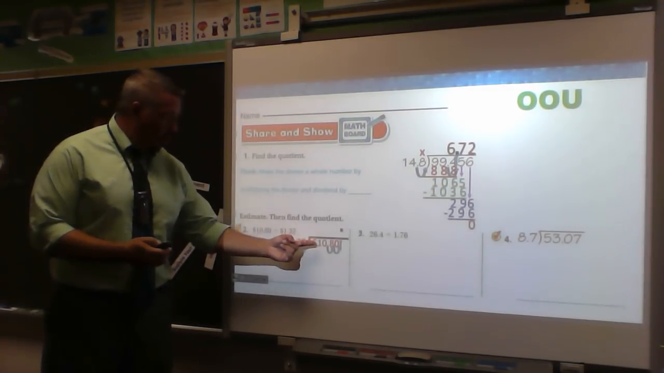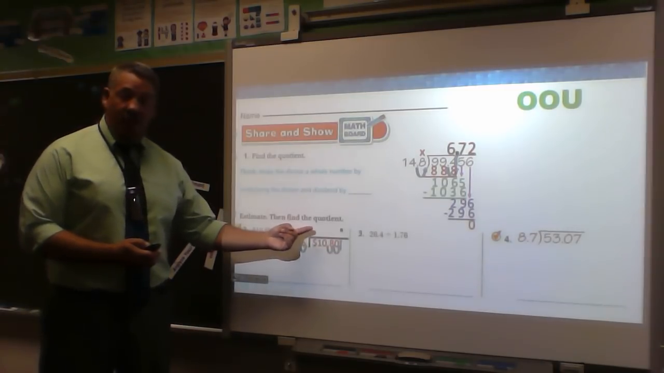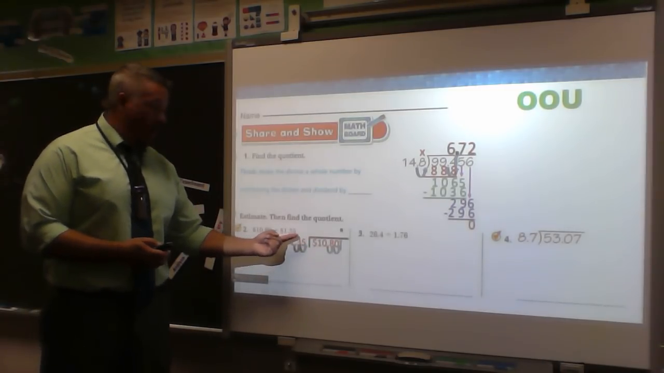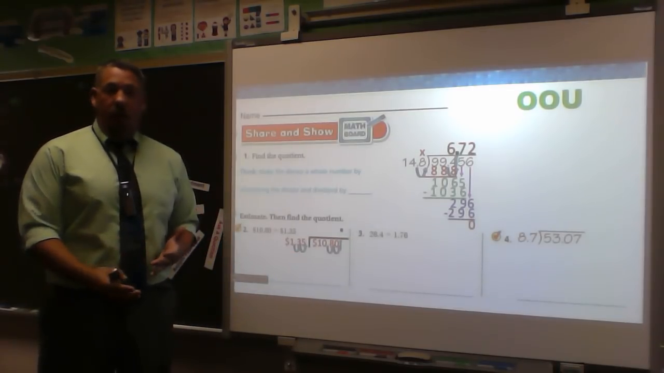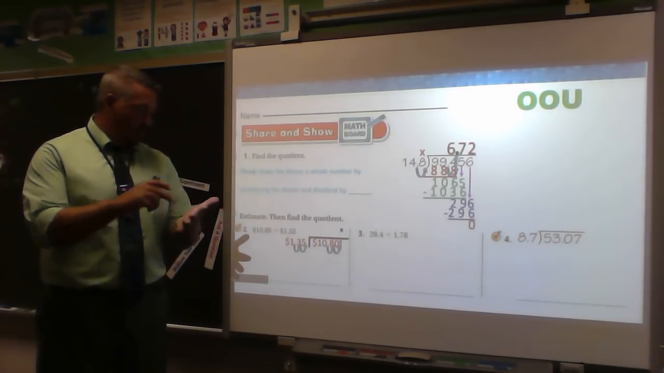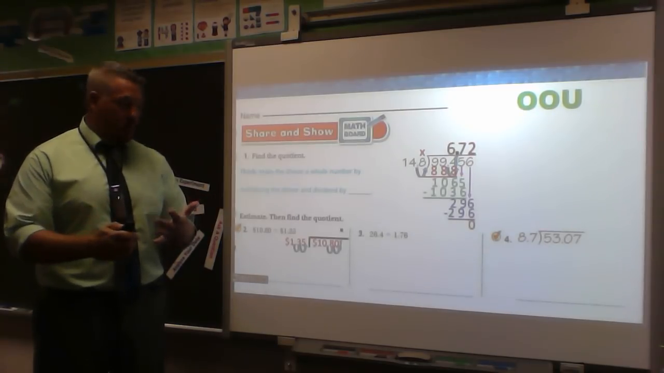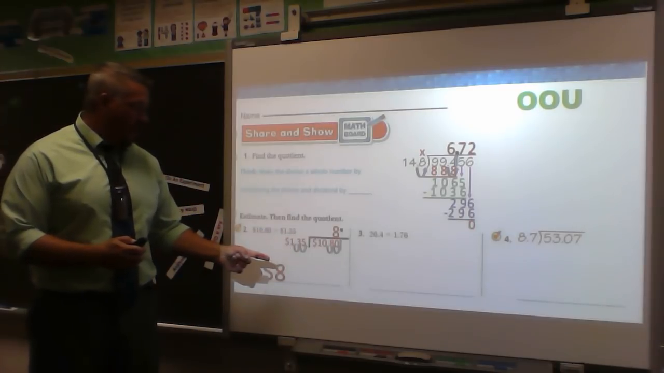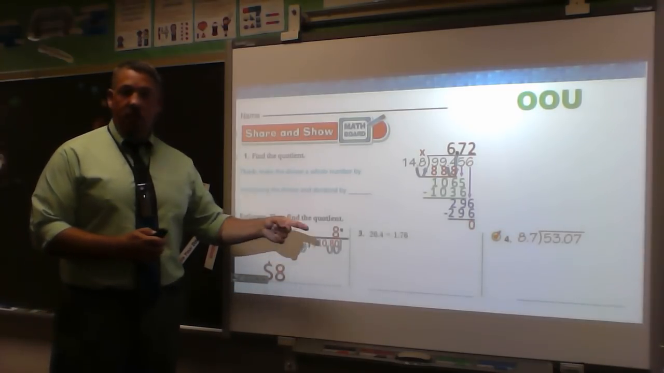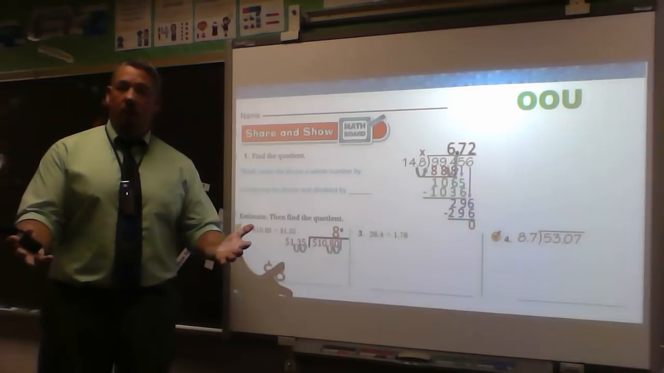135 will not go into 1. 135 will not go into 10. 135 will not go into 108. So now I'm going to type into my calculator 1080 divided by 135 equals, and I'm going to see 8, because 8 times 135 is indeed 1080. So it's an even number.